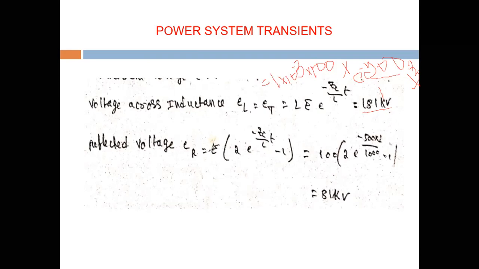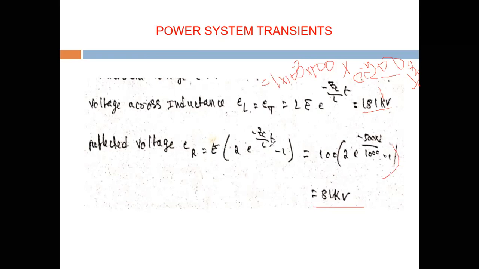Okay, then ER is equal to E into 2e power minus ZC by L into T minus 1. That is 100 into 2e power minus ZC, the surge impedance, 500, into T, the time, 2 microseconds, by inductance L. L is equal to 1 millihenry. Milli means 10 cube, that means 1000, minus 1. Then we obtain 81 kilovolts.